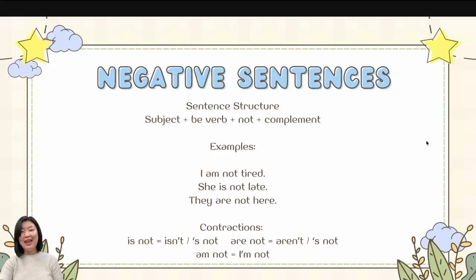Let's take a look at the negative sentences. So the sentence structure is as follows. Subject, be verb, and not, and complement. Complement gives more information about a subject. So for example, I am not tired. She is not late. They are not here.